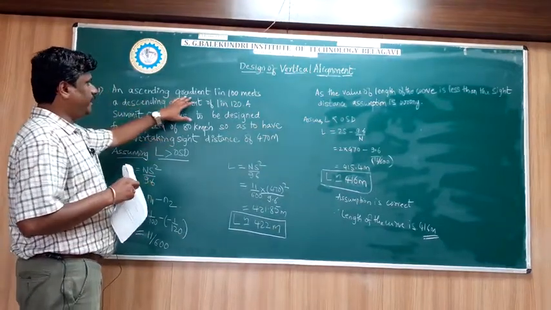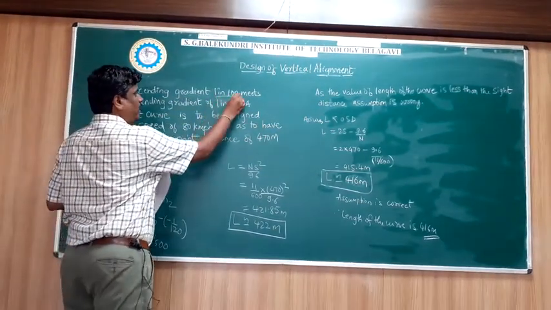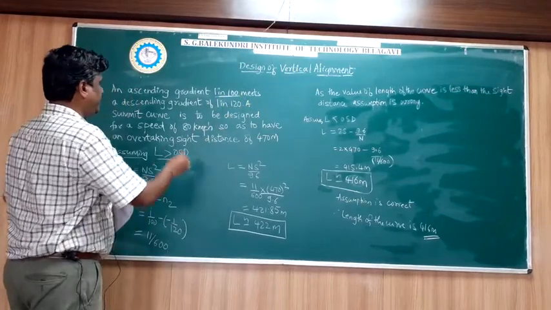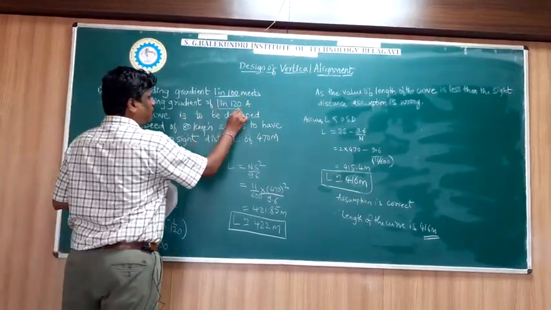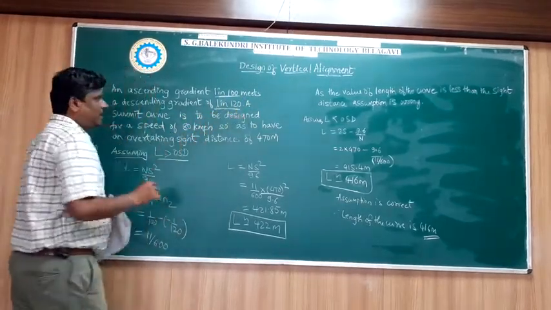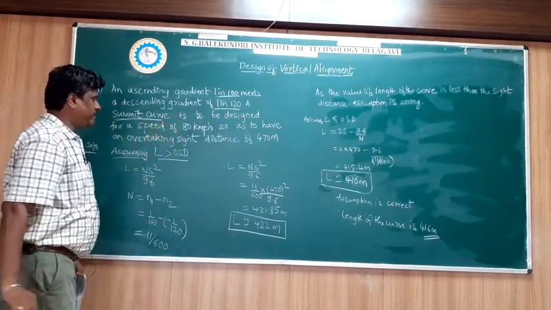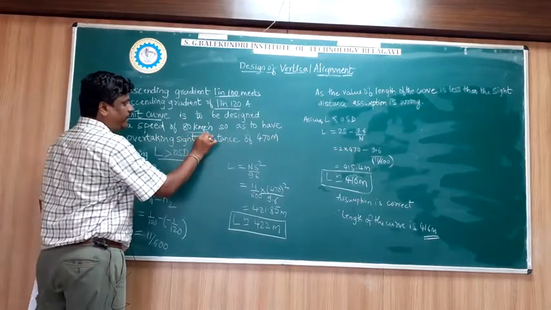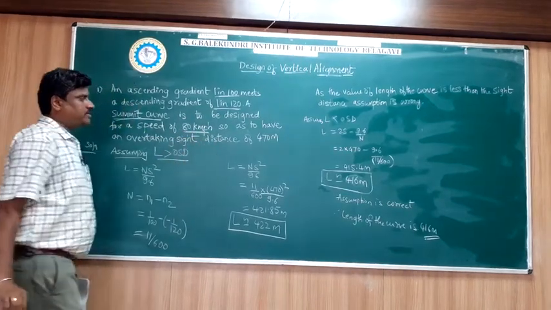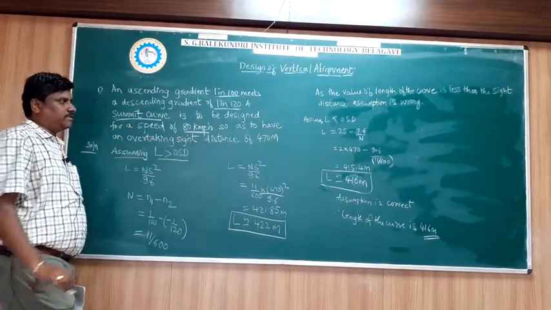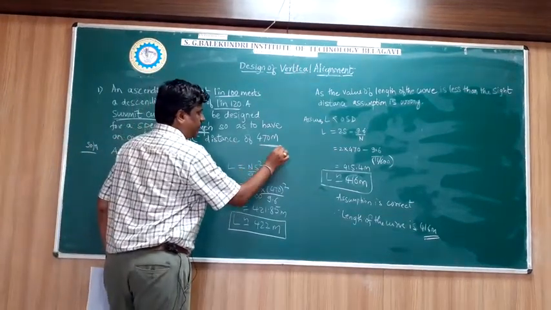An ascending gradient of 1 in 100 meets with a descending gradient of 1 in 120. A summit curve is to be designed for a speed of 80 kmph so as to have an overtaking sight distance of 470 meter.